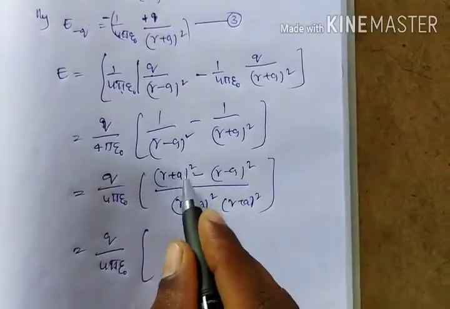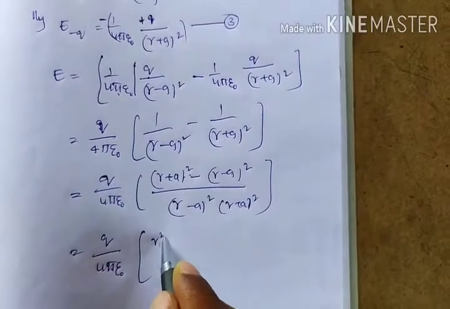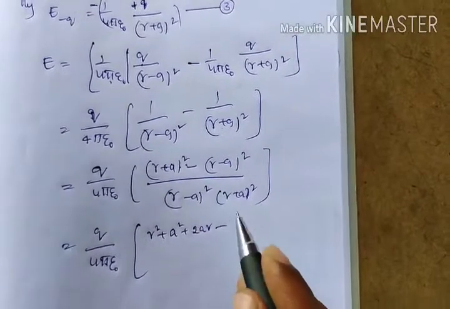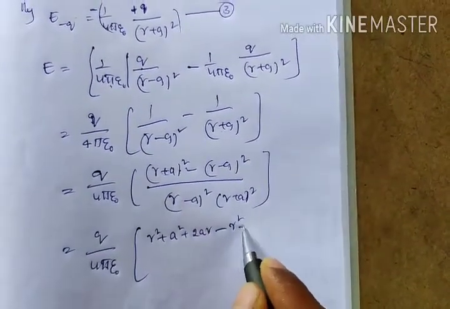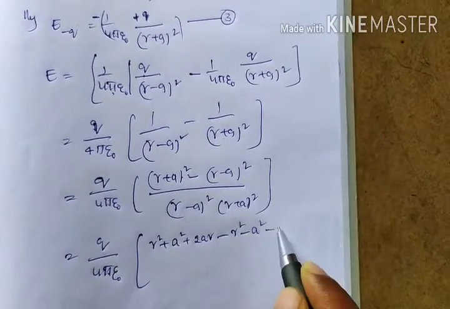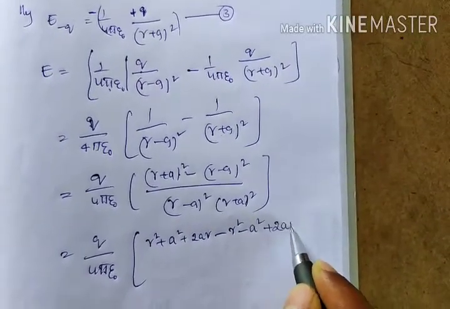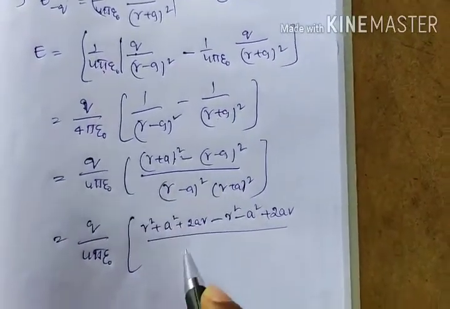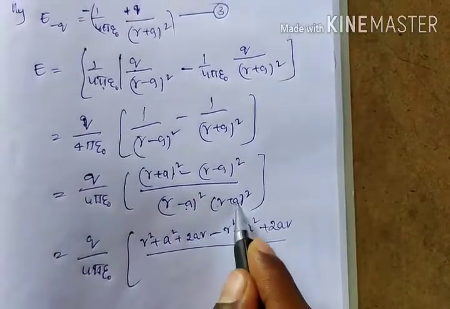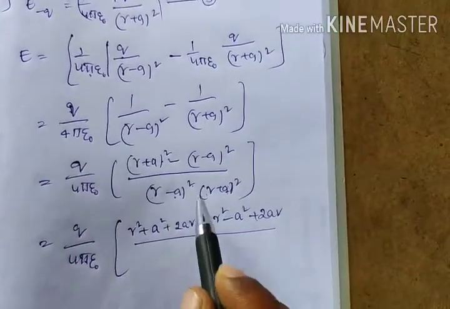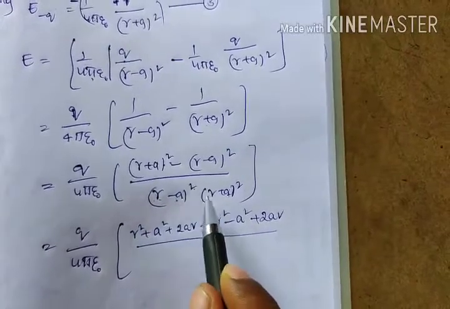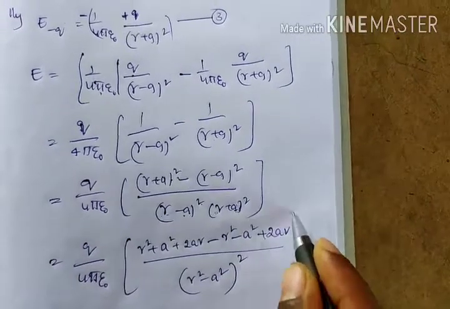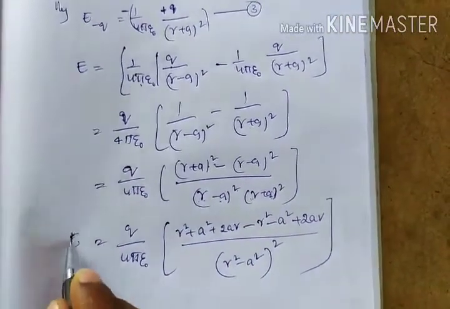Simplify this above formula, (a plus b) whole square, (a minus b) whole square. A square plus b square plus 2ab minus, here minus will be applicable for inside also, a square plus b square minus 2ab. Okay, the minus is multiplied inside, that's why it becomes like this. Next one, the denominator: (a minus b) into (a plus b) whole square is common. Next here (a minus b) into (a plus b), nothing but a square minus b square, whole square as usual. Okay, this is electric field intensity.